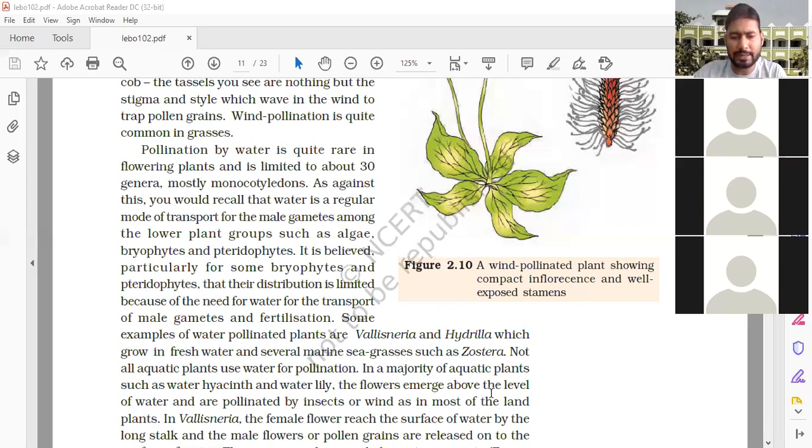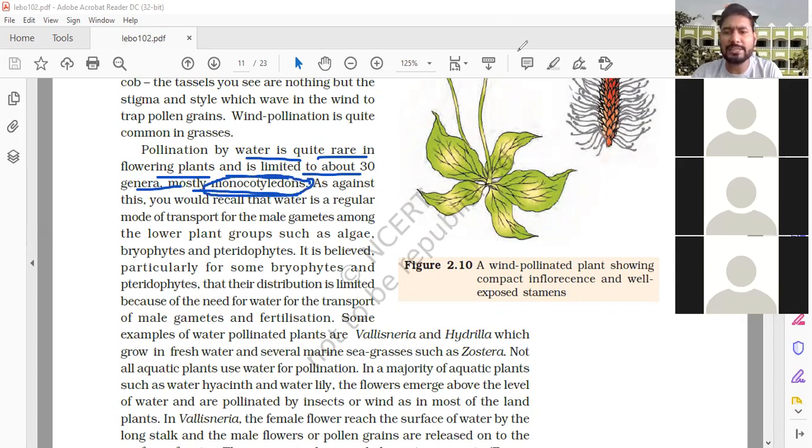See whatever they have given here, just read it. Pollination by water is quite rare in flowering plants and it is limited to about 30 genera, mostly monocotyledons. Hydrophily means pollination with water, and it is found in very few plants. Only 30 genera, 30 genera means 30 genus of plants, mostly monocotyledons.